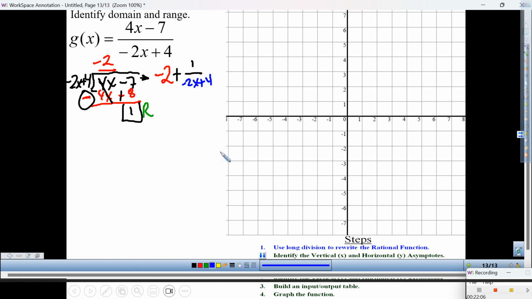Claire? What do I write? Negative 2 to the back, so tell me what you write. Minus 2, and all that equal to g of x. So far so good, yes? How we doing? All right.